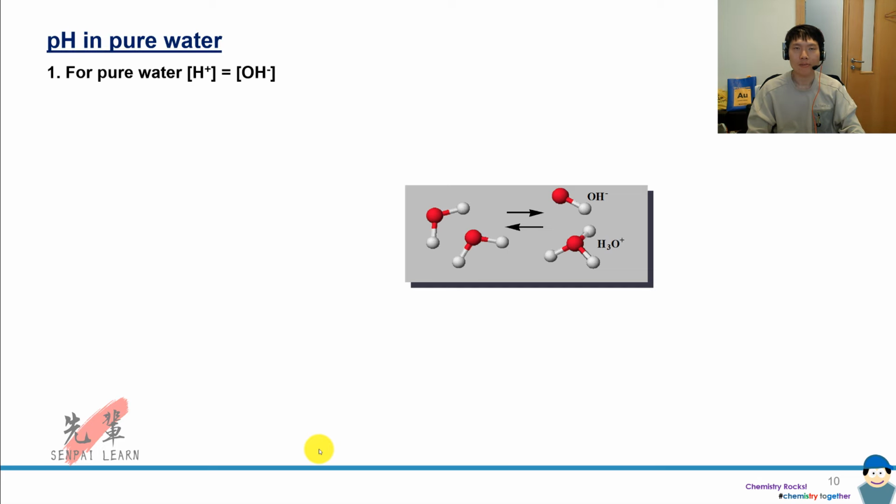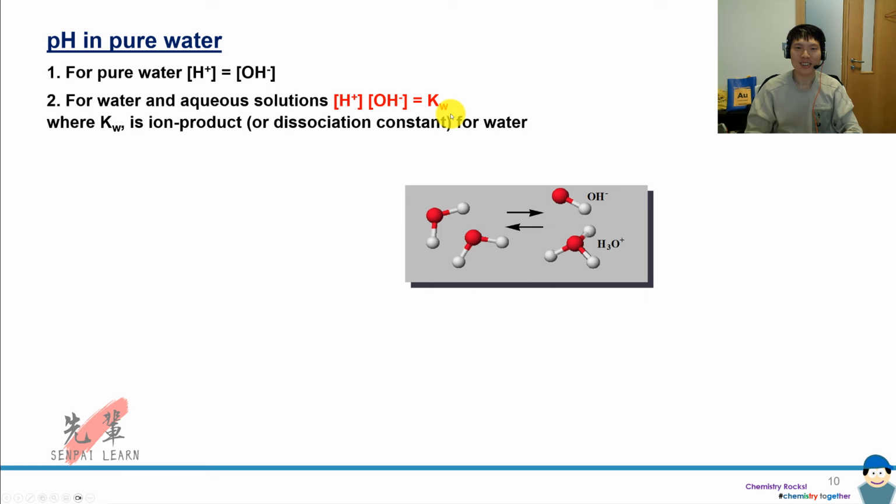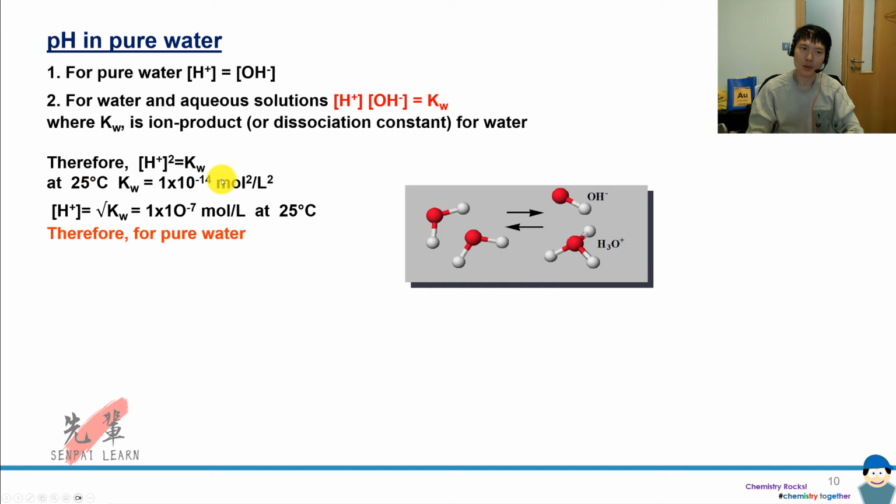pH in pure water is 7, because they have the same amount of H plus and hydroxide, right? So it's neutral. What do you do now? Simple math, right? Because it's the same, you do a substitution here: H plus squared equals Kw. Okay, just put it down.